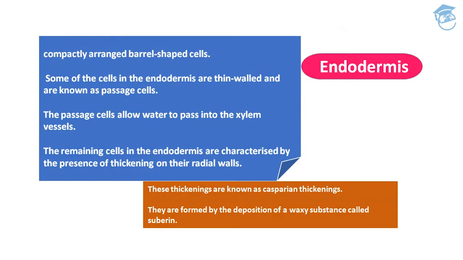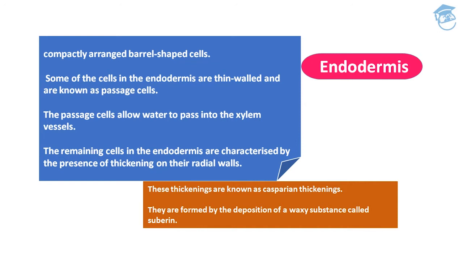Now comes the endodermis, another layer which is present inside the cortex. They are compactly arranged barrel shaped cells. By barrel shaped cells, you can make out that it's a dicot root, because barrel shaped cells are formed in the dicot root. Some of the cells in the endodermis are thin walled, and they are known as facet cells. I have just shown you in the diagram.